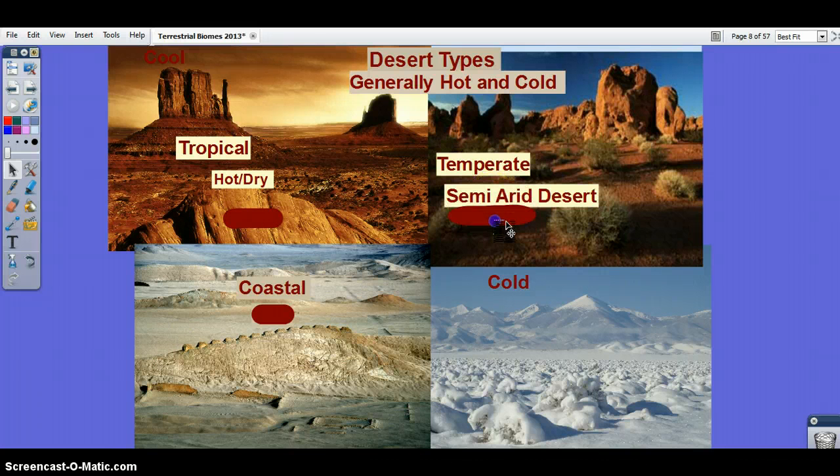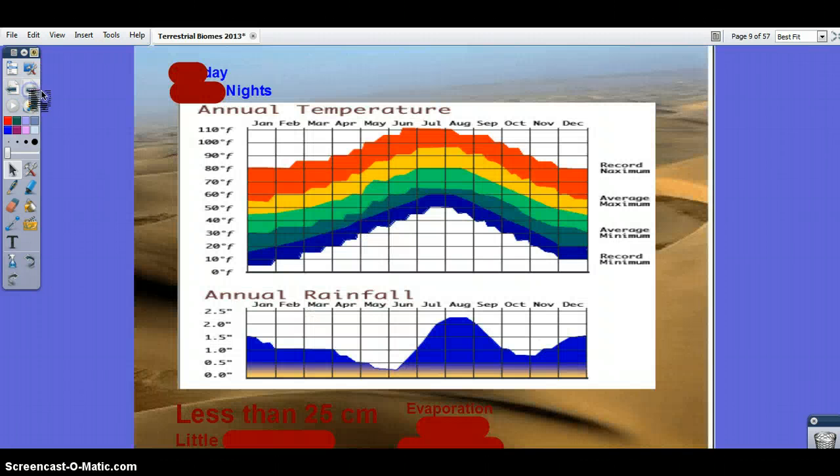Tropical would be the hot and dry desert, or the one you mainly reference. Temperate is semi-arid, so it's kind of in the middle, and coastal is the cooler desert. Then you have cold deserts, which basically are referencing tundras. Deserts generally, it doesn't matter what type, are hot during the day and colder at night. They are dry because they receive less than 25 centimeters of rainfall per year.